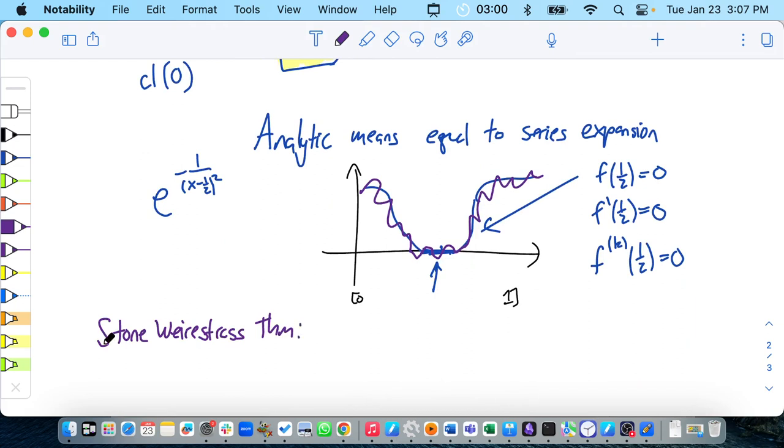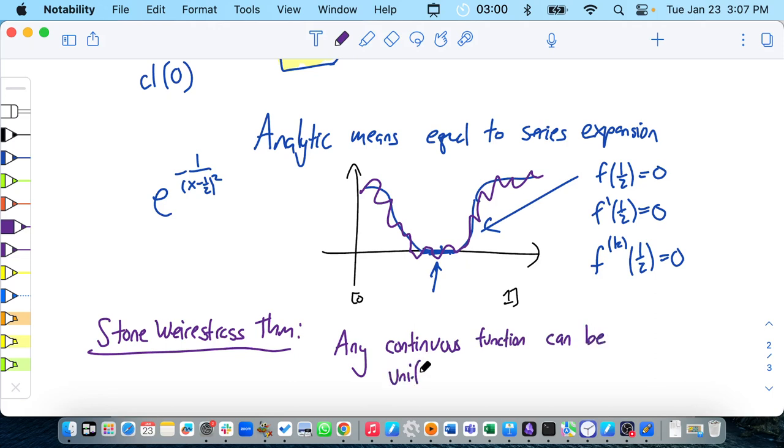It's the Stone-Weierstrass theorem. And it says that any continuous function can be approximated by polynomials in the L infinity norm. Any continuous function can be uniformly, so uniformly means in the uniform norm, approximated by polynomials.